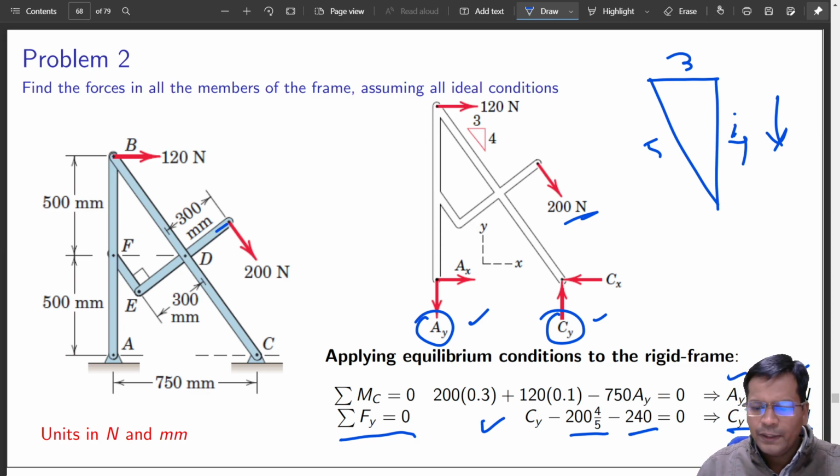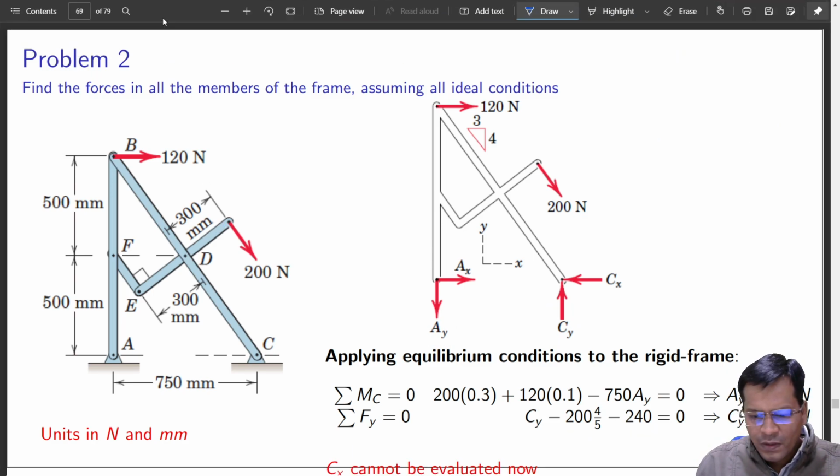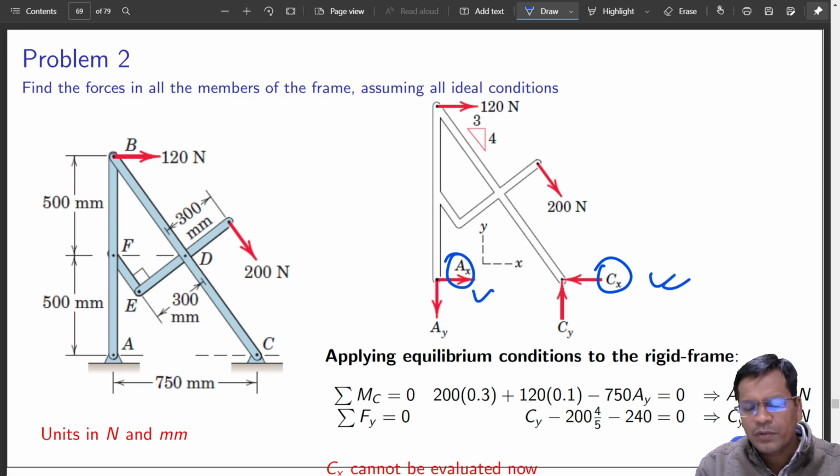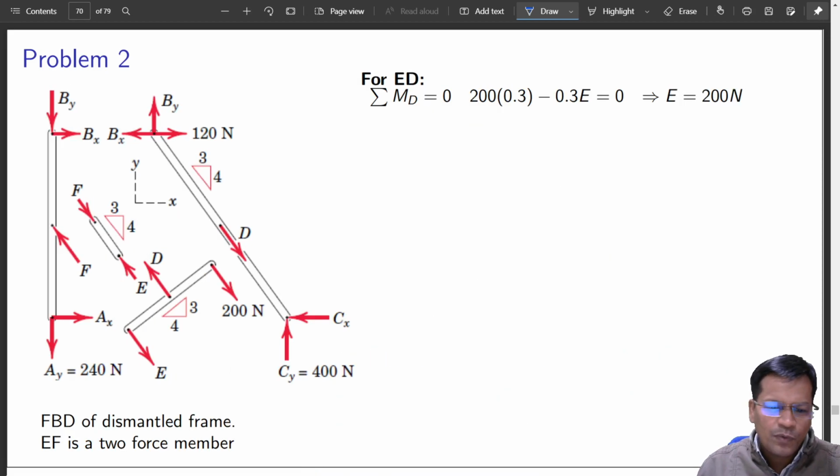Done. Similarly, horizontal force balance also we can do. This currently we cannot do. Why? You have two unknowns along this direction. So if you balance, you will see both of them over there. That is the reason you cannot evaluate it right at the moment. We'll see as it goes. Okay, so let us move ahead.